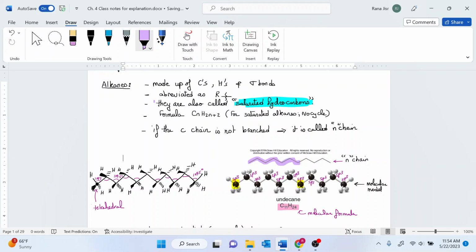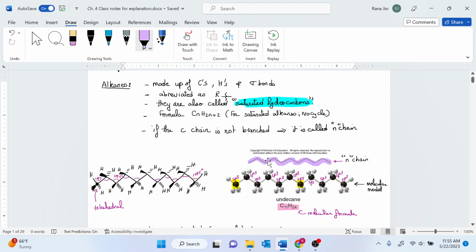You can have starting from one carbon until X number of carbons in there. But normally when the chain is a straight chain like this one, this is called a straight chain. Straight doesn't mean that the carbons lie in 180 degrees. Straight chain means that the chain is not branched. Then in this case, we name the chain as an n-alkane chain.